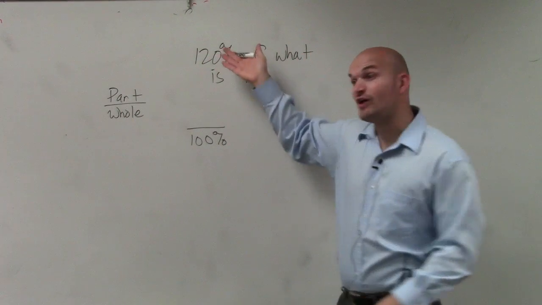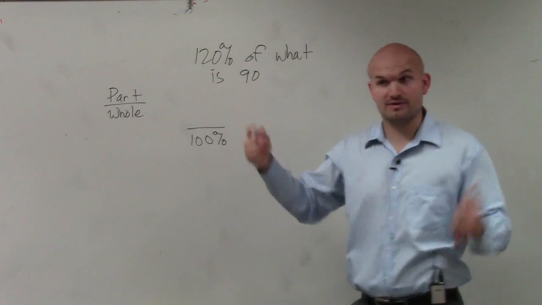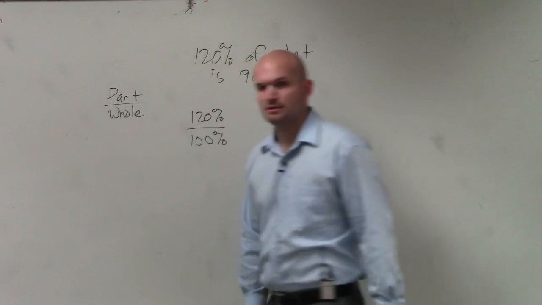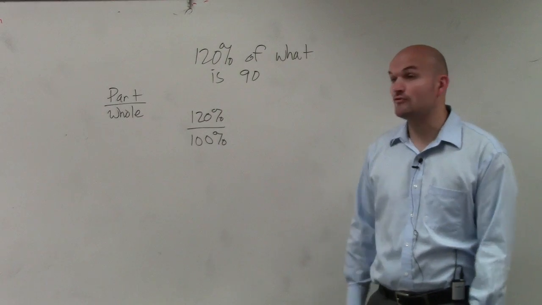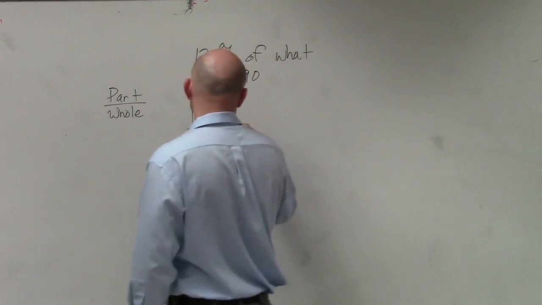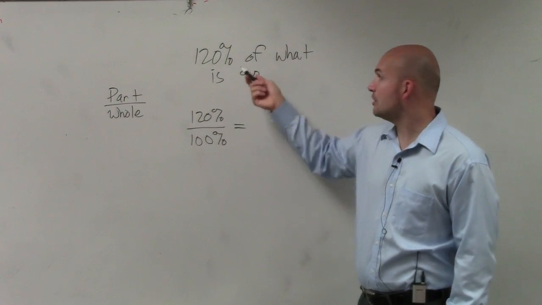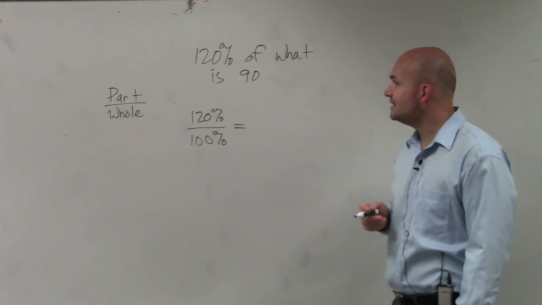So they're saying we have 120%. Well, that's greater than the whole. So your part is greater than your whole. So you have 120% over 100%, and that's going to be equal to, now what are we looking for? They're saying of what is 90. So 120% of what is going to be 90.